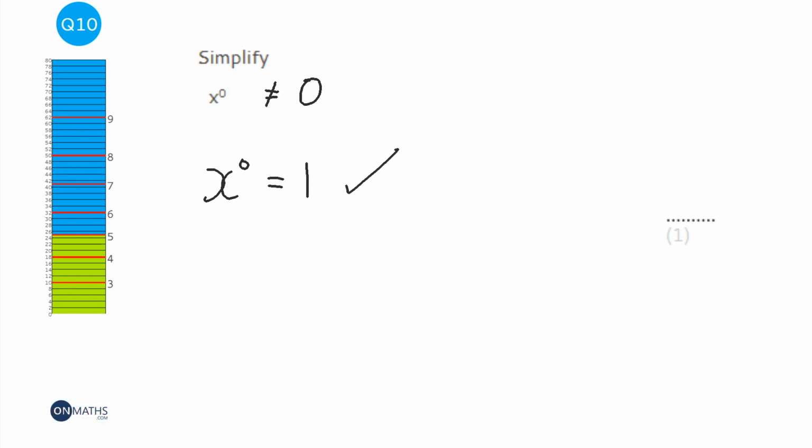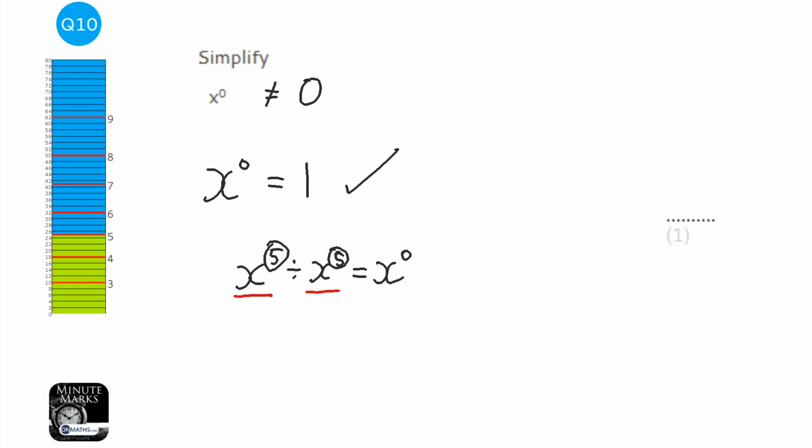Now you can think about this. If you do x to the power of 5 divided by x to the power of 5, then the rule is that you take away the indices when you divide them, so it's x to the power of 0, and we know that any number divided by itself is always equal to 1. So the answer to this question is always going to be 1. Just try and remember that. Anything to the power of 0 is 1.